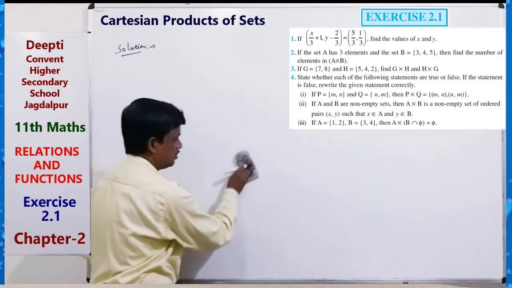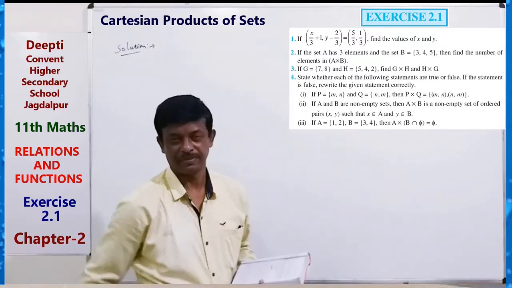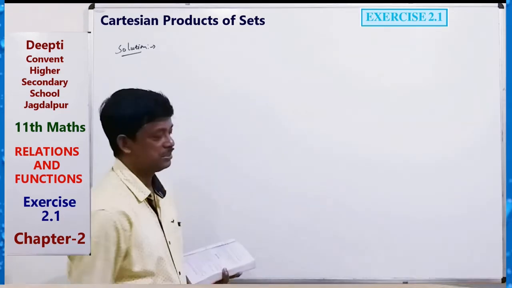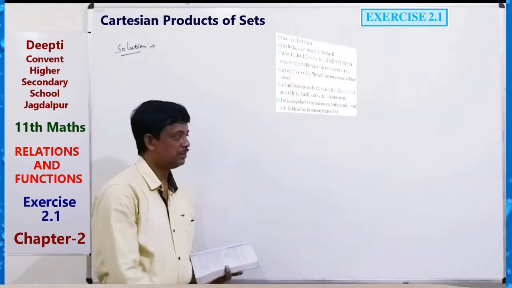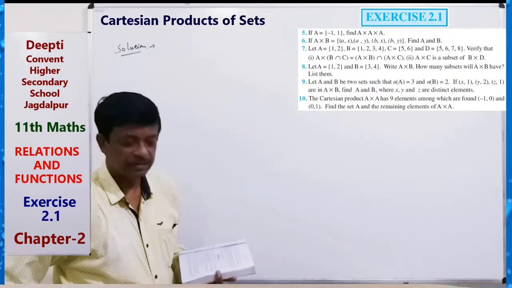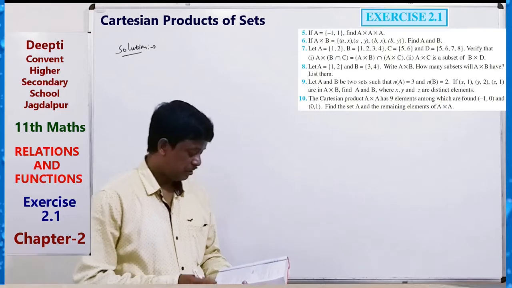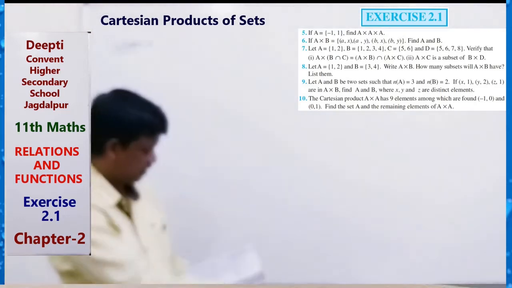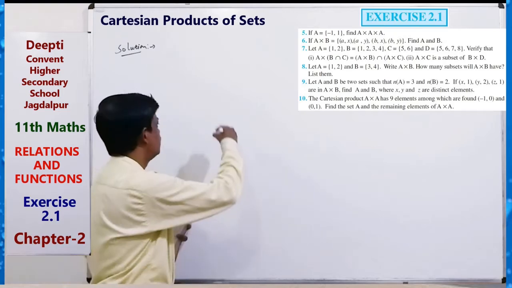Just solve it. All the questions of this exercise 2.1, and some of the questions you have to send me for your attendance. Okay. Now question 5th: A equals {-1, 1}, find A cross A. Just you can do it.